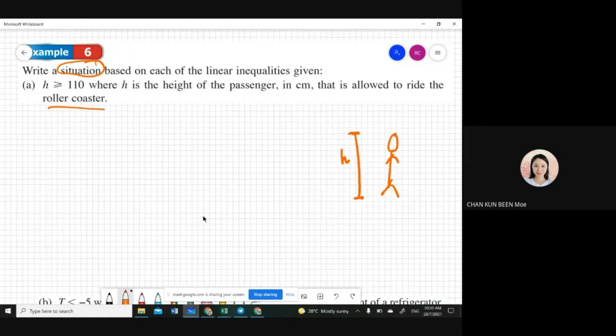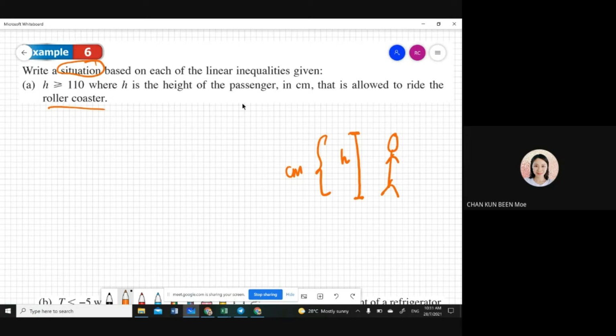Okay. So before you enter the playground to ride the roller coaster, you can see the signboard given, stated the height over there. How much is your height? The minimum requirement for you to enter the entrance of the roller coaster, right? So over here, the minimum, it must be H greater than or equal to 110, where H is the height of the passenger in centimeter. That is allowed to ride the roller coaster.